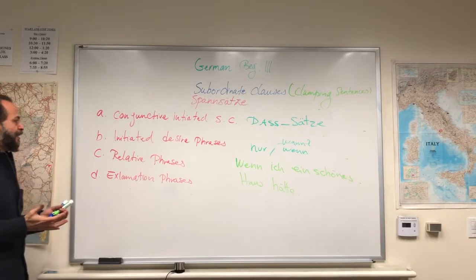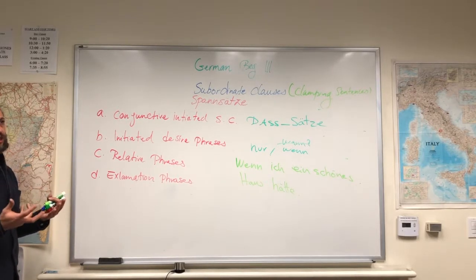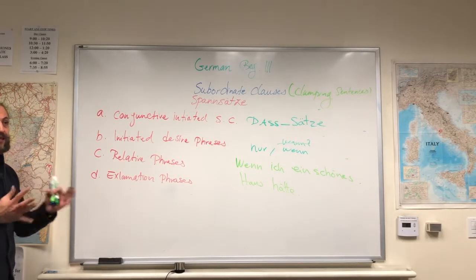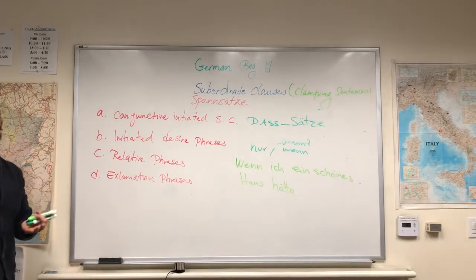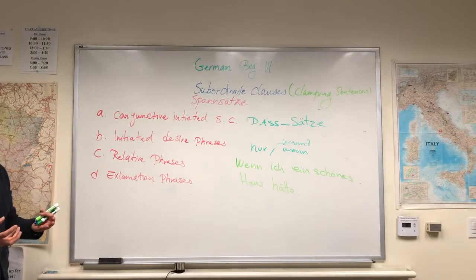This is actually a subjunctive form. It's not a real phrase. This is an irreal wish that at the status quo right now is not actualized. Wenn ich ein schönes Haus hätte.